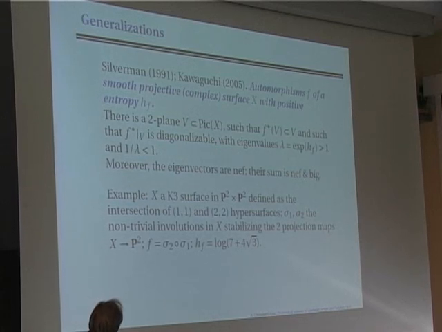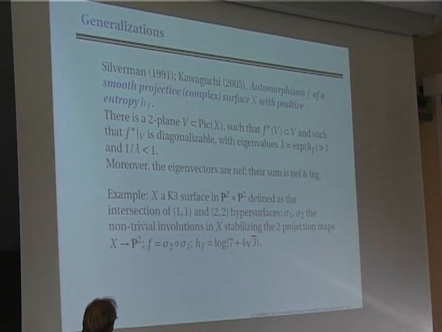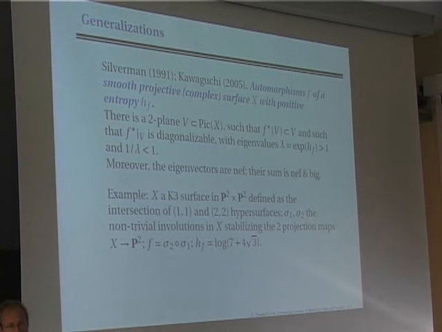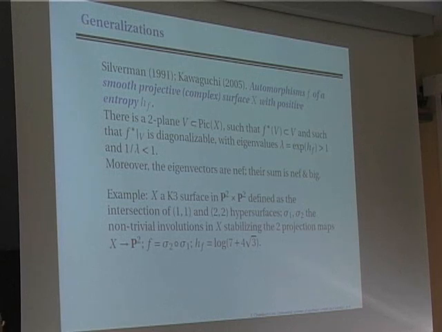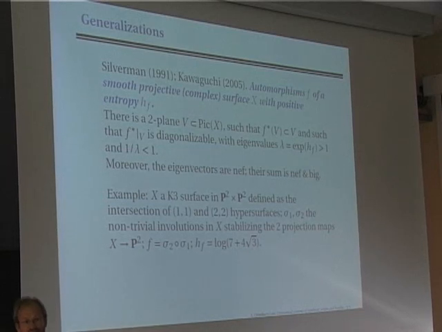And the example of Silverman is just a K3 surface in P2 cross P2. So you take the intersection of a 1-1 hypersurface, so an equation which has degree 1 in the first set of variables and degree 1 in the second set of variables, and a 2-2 hypersurface, so degree 2 in the first set and still 2 in the second one.